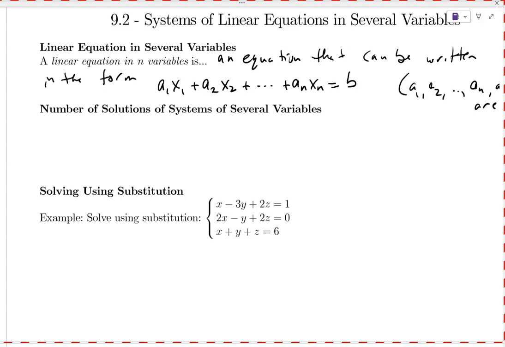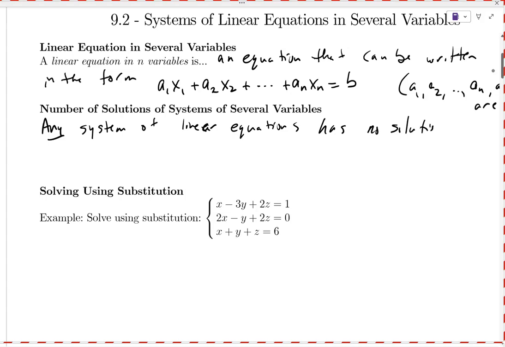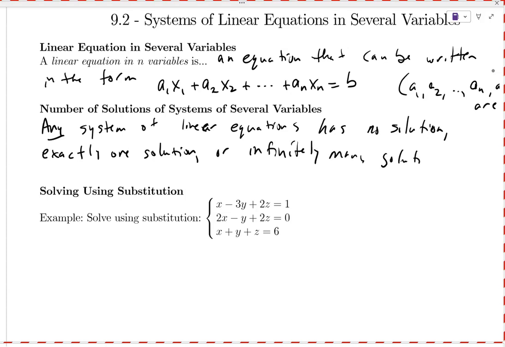Okay. So any system of linear equations, doesn't matter what the system is, any system of linear equations has no solution, exactly 1 solution, or infinitely many solutions. There are no other possibilities.